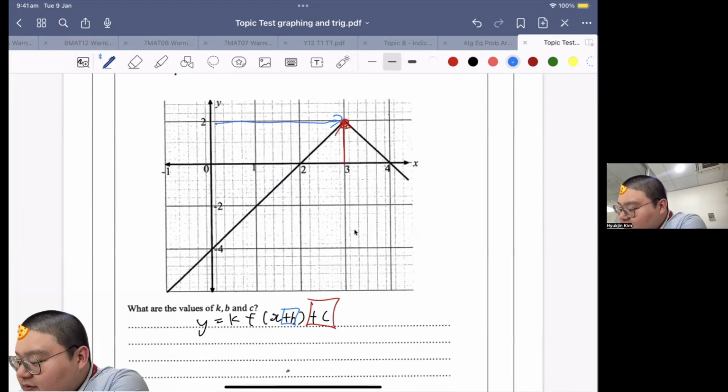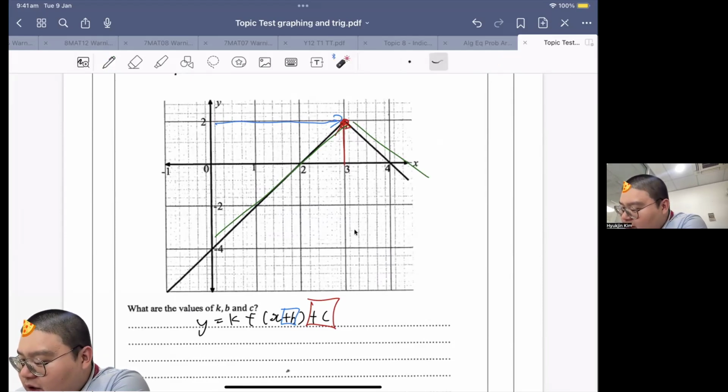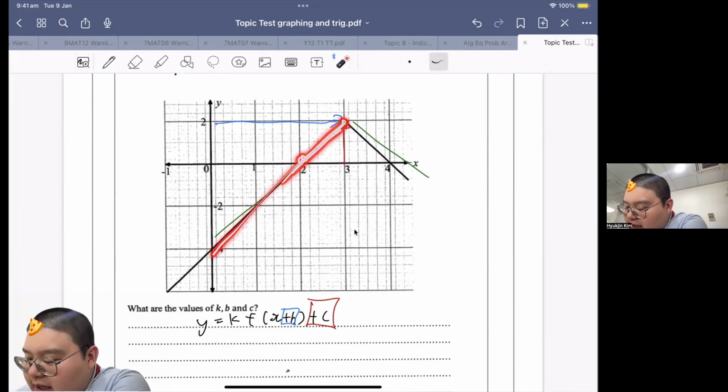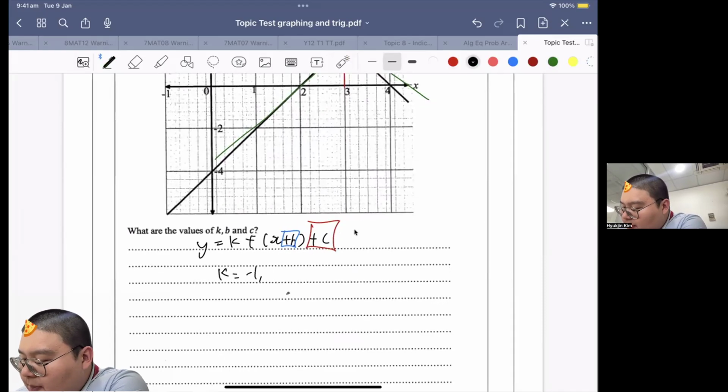And then what I do notice after that is that it goes downwards. So that means it must be a negative power. What do we also know? The gradient is only 1. So that means k equals -1, b equals +3, c equals 2.